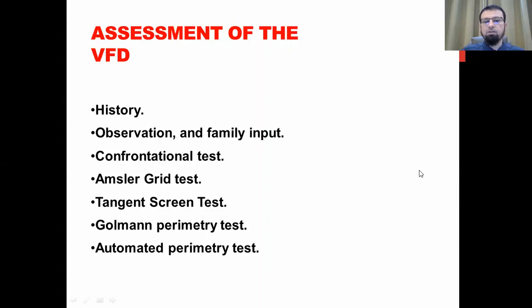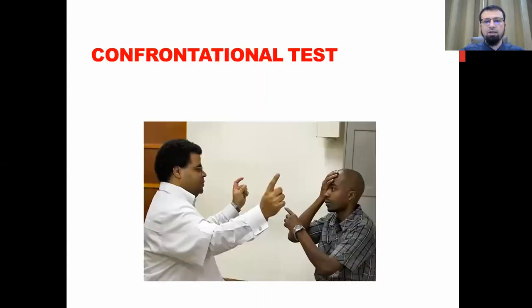There is a way of assessment: the confrontational test and other techniques. Those are for the optometrist, but just to give you an idea. Regarding the confrontational test, you need to sit in front of the patient, at the level of the patient. You should be at the same height as the patient, whether pediatric or adult. And you're going to examine whether the patient can see your fingers, your hand, in all directions.